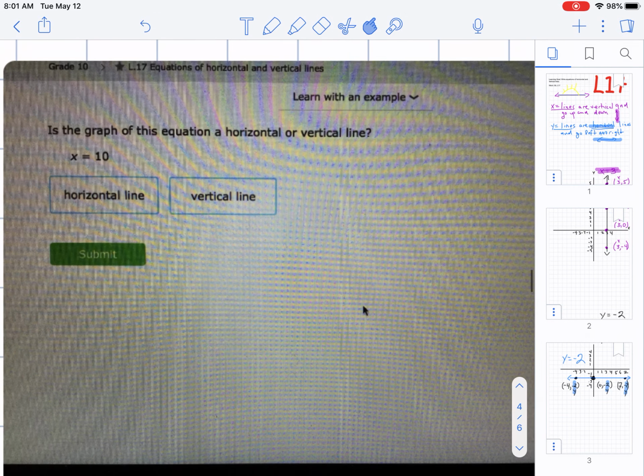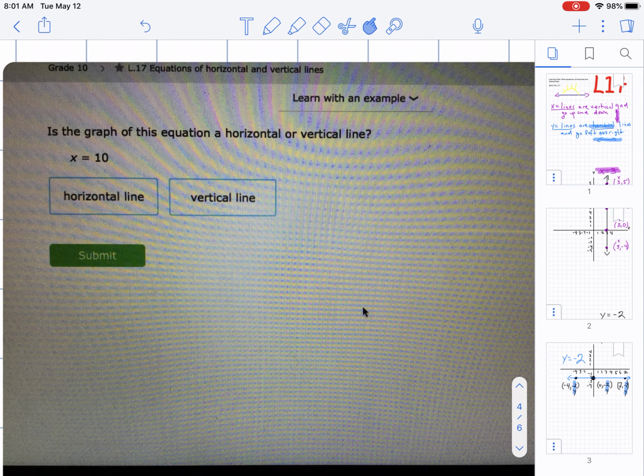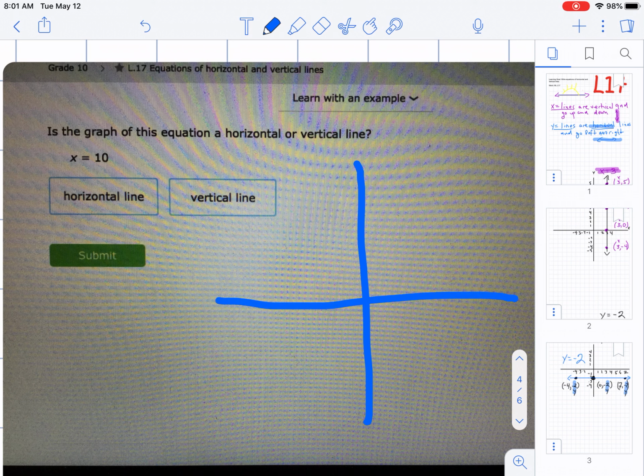Okay, let's take a look at some questions. Is the graph of the equation a horizontal or vertical line? Well, if you have a good memory, you'll know that the line is a vertical line just from memorizing. But let's think about what it might look like. If we draw this graph and I draw x equals 10 here, we would be able to draw a line through that and say that x equals 10 at every point on that line, and that line is a vertical line.